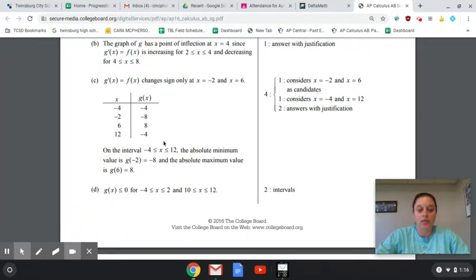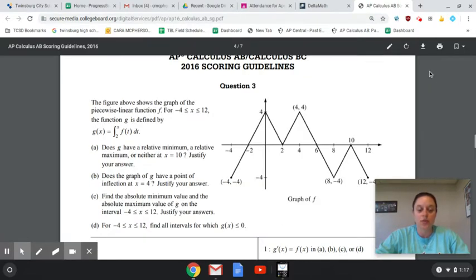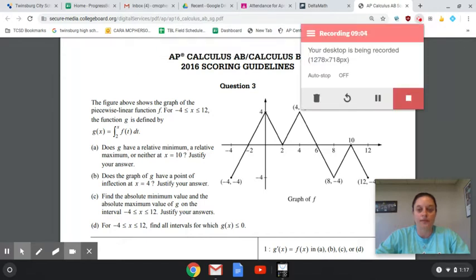D was much easier than C. C was definitely the challenge here. So this gives you an idea of how to do a question that is very visual and asks you to do a variety of things with derivatives and integrals. Again, really common AP question because it combines so many topics into one question.